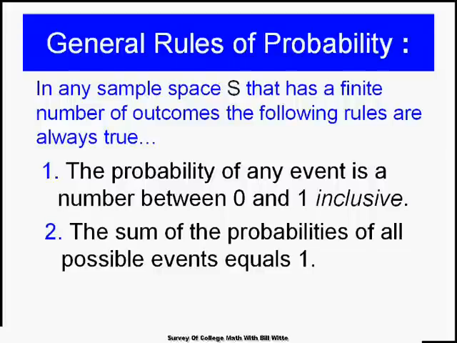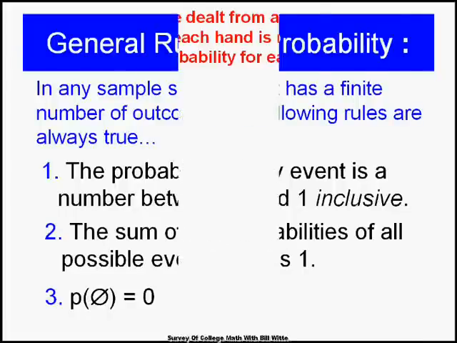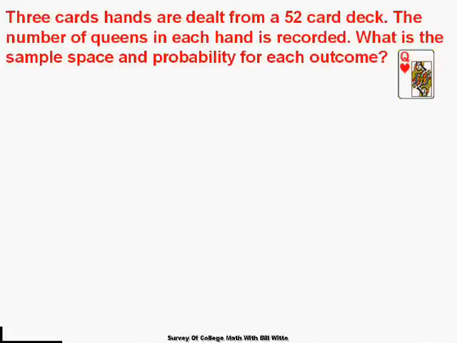And, well, duh, the probability of nothing happening is 0. The probability of the empty set is 0. Okay? That's not that useful at this point anyway. And now, ladies and gentlemen, let's get ready to rumble! Let's do some real probability.